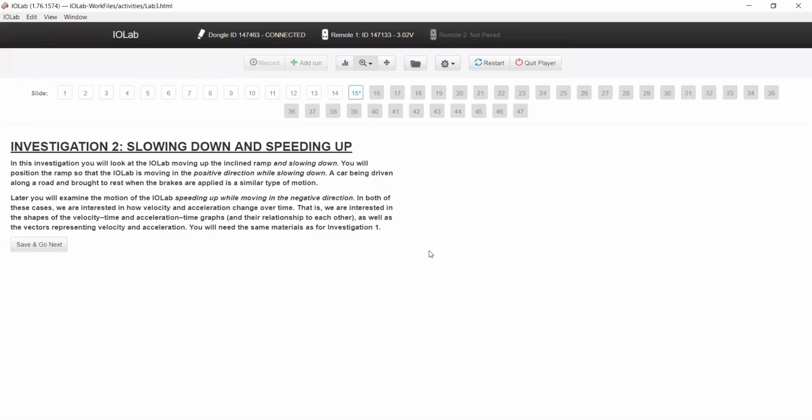Now we'll be slowing down and speeding up. So on the inclined ramp, and slowing down, you will position the ramp so that the IOLab is moving in the positive direction while slowing down. So we have to move the IOLab in such a way that while slowing down, it will be moving in a positive direction.